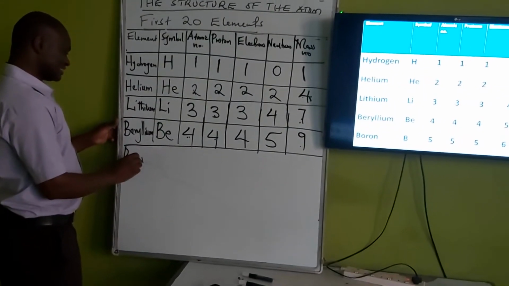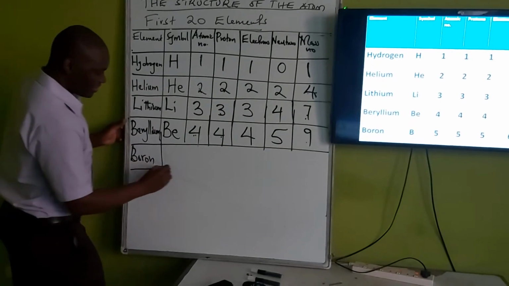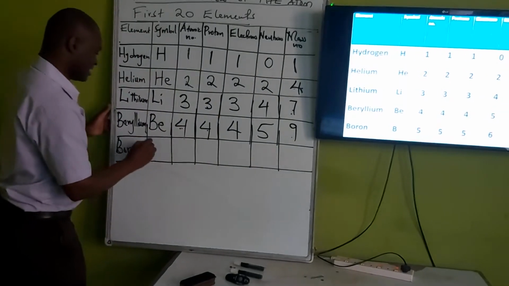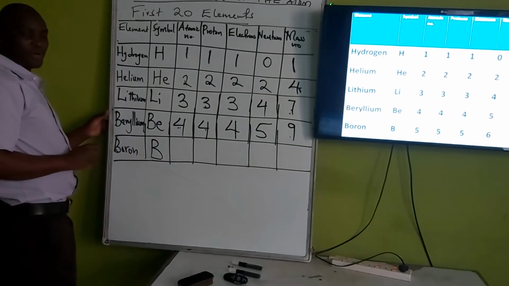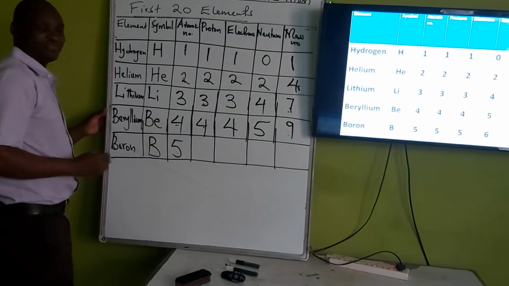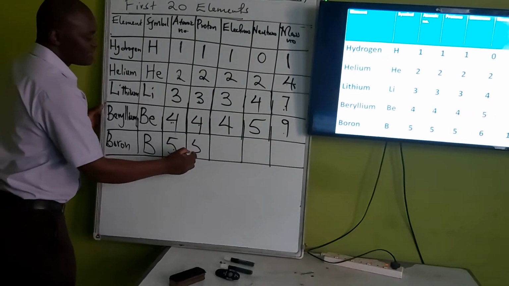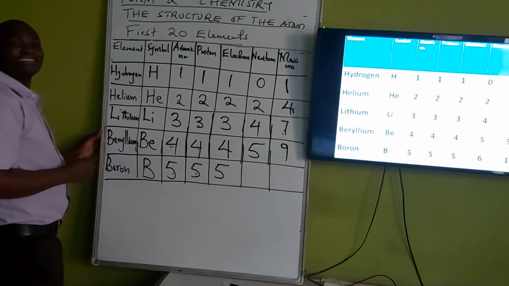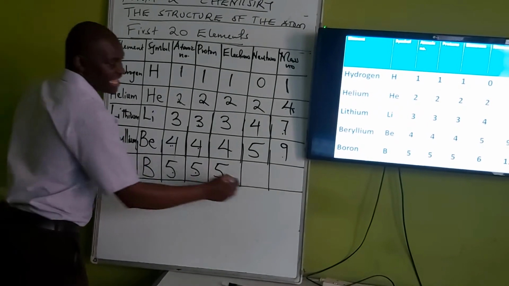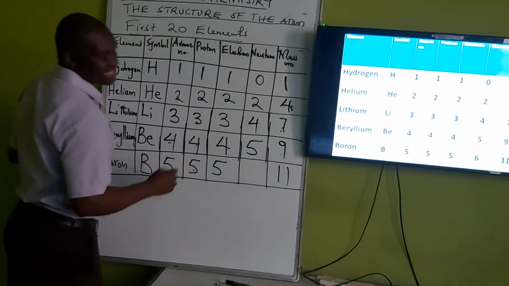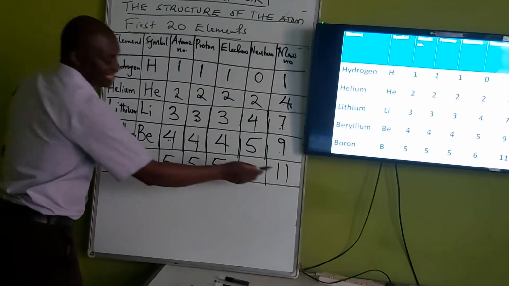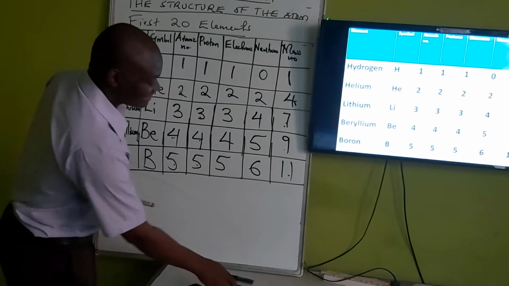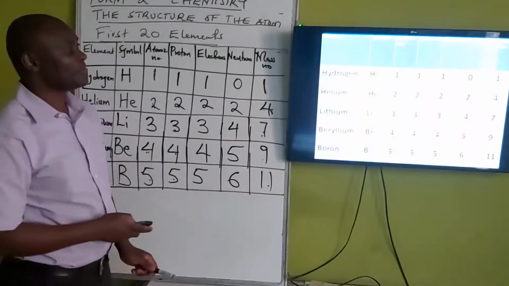Another example is boron. Boron has a symbol of capital B, and it is number 5. Atomic number is the same as the number of protons. Protons and electrons are equal. Then the mass number of boron is 11. So 11 minus the atomic number, you get 6. That is the first part of our table.